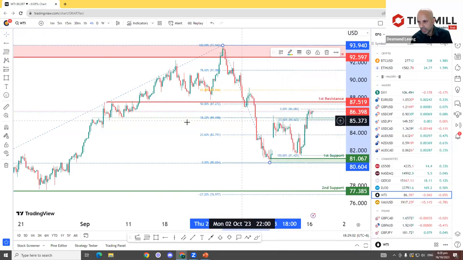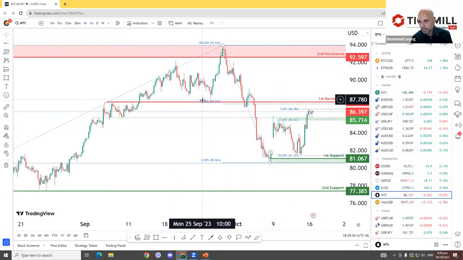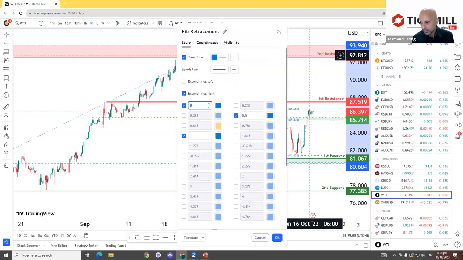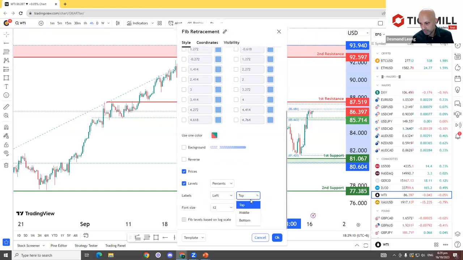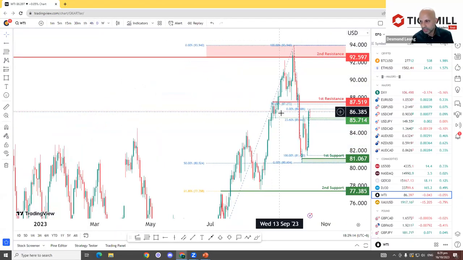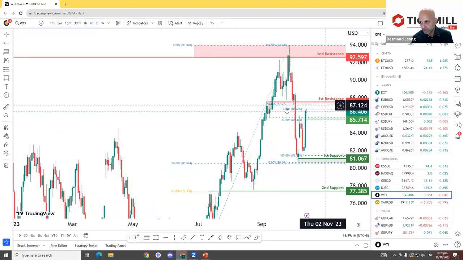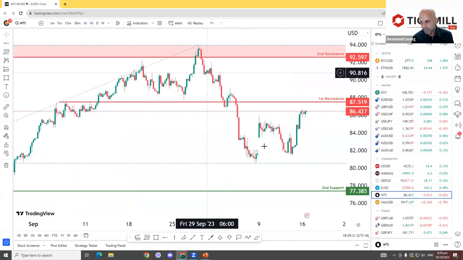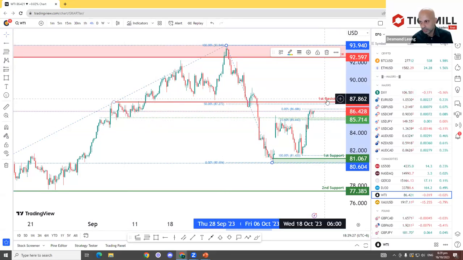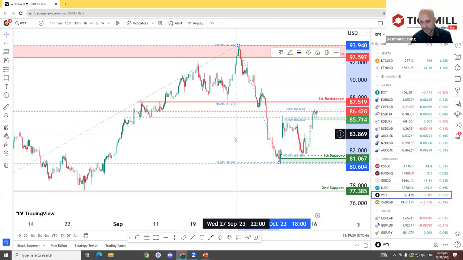Just to highlight that on the daily time frame, the first resistance at 87.51 does look much better. It's not so clear on the 4-hour time frame, but I would use the daily time frame to take precedence over the 4-hour time frame, and also we have the 50% Fibonacci retracement level lining up quite well with 87.51, so that's why I'll keep the first resistance at 87.51.